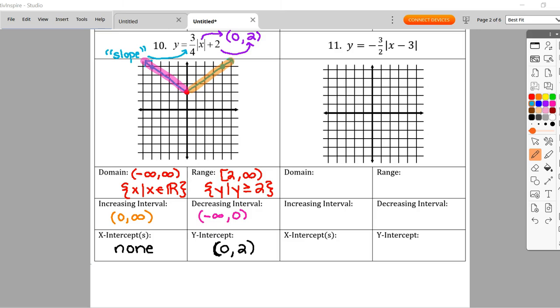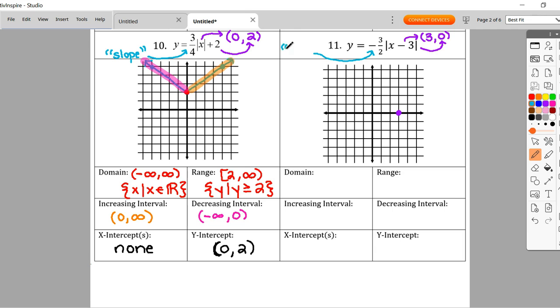The next example is graphing y equals -3/2 absolute value of x minus 3, where again we pull the vertex first. So I do the opposite of the inside, which is going to be 3. And then I pull exactly the number from the outside, but when there's no number, it's 0. So we plot that first vertex point at 3, 0. The slope is going to be -3/2.